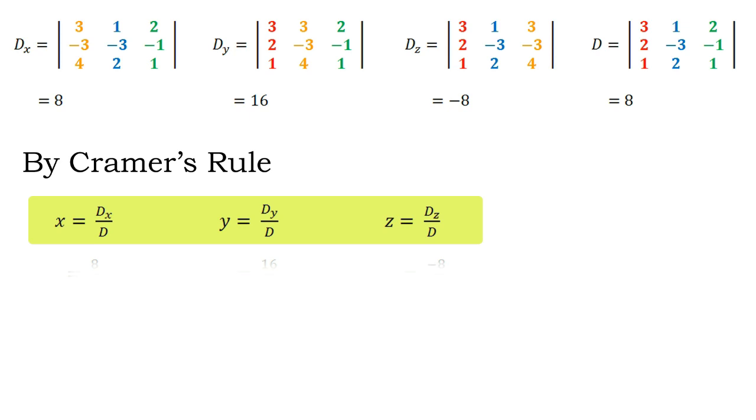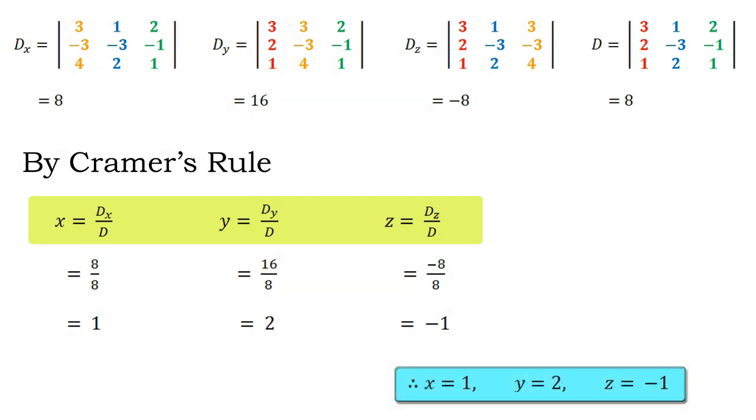Since we have already obtained the values of dx, dy, dz and d, we simply need to plug those values here. These are the values of x, y and z that we obtain. And well, that's the answer. x is equal to 1, y is equal to 2 and z is equal to minus 1.